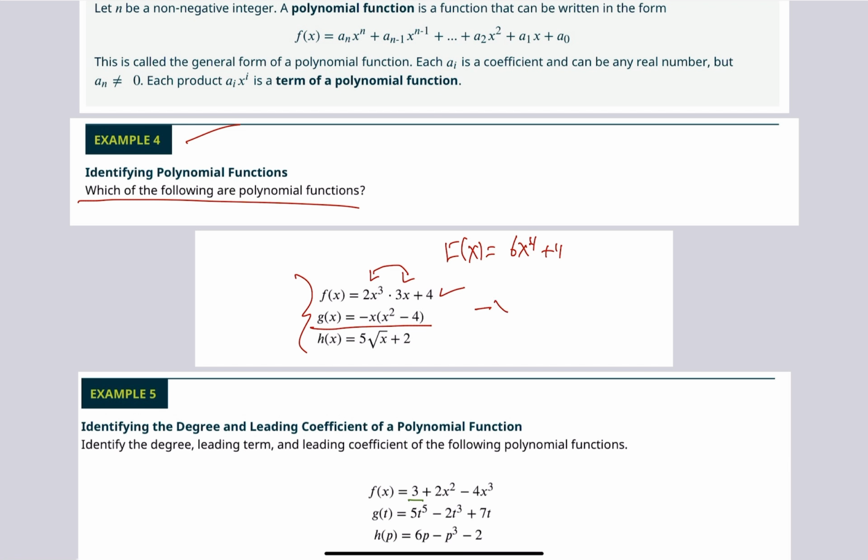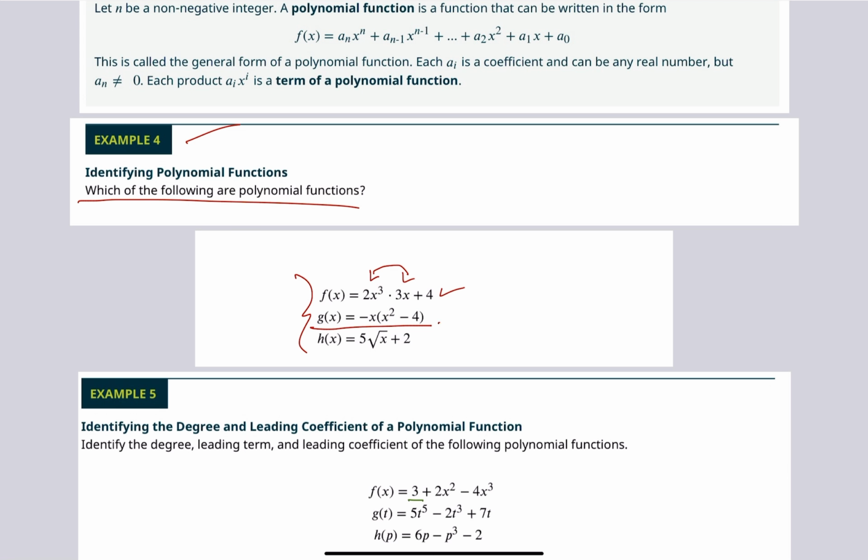We have negative x. Now you may ask, well, what about 4? 4 doesn't have an x next to it. Well, it does. It's multiplied by x to the power of 0, which is just equal to 1, right? And 0 is a non-negative integer. It's not negative, and it's also an integer.